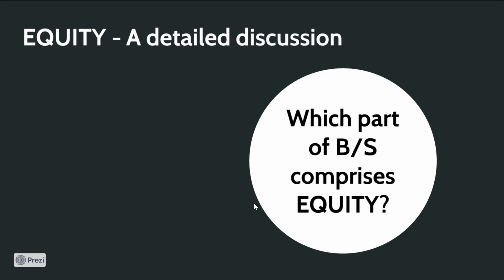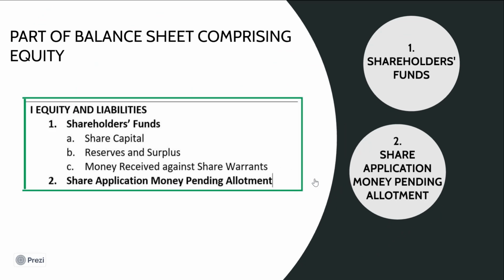In this video, we will have a detailed look at the contents of the equity part in the balance sheet of the company. We'll check out which part of the balance sheet comprises equity first. Now, if you see here, the part of the balance sheet comprising equity is 1. Shareholders funds and 2. Share application money pending allotment.